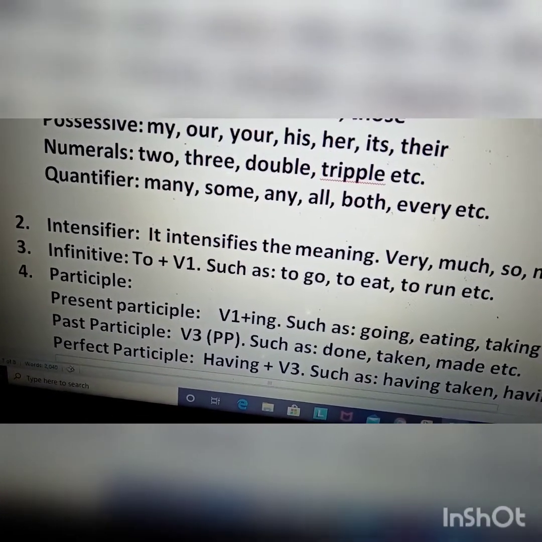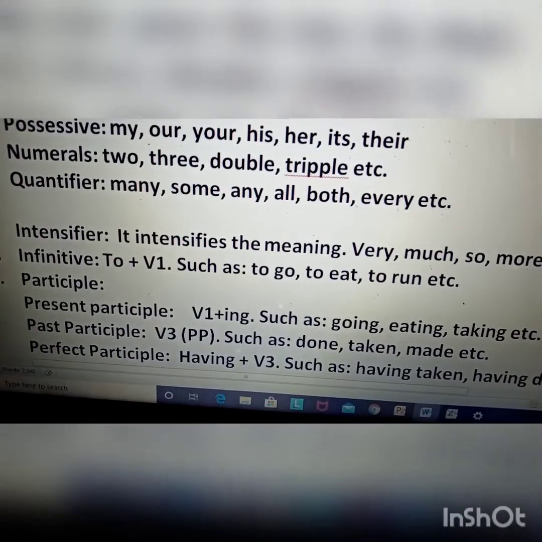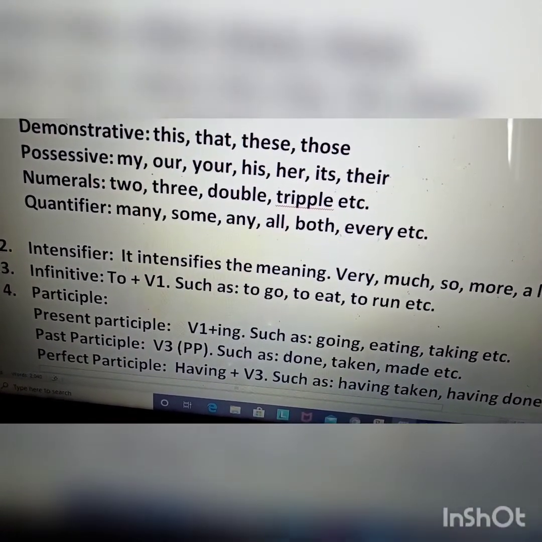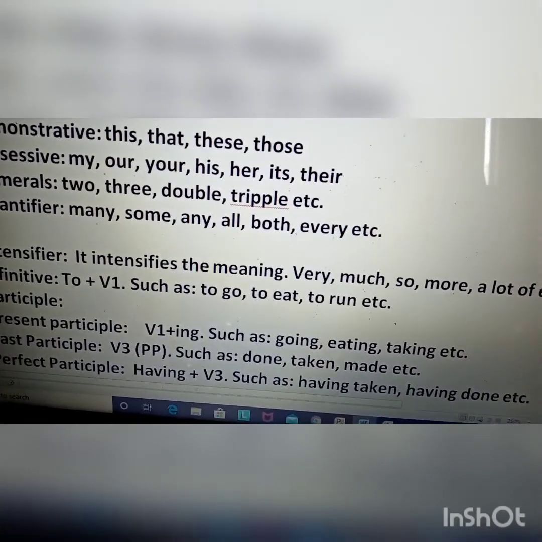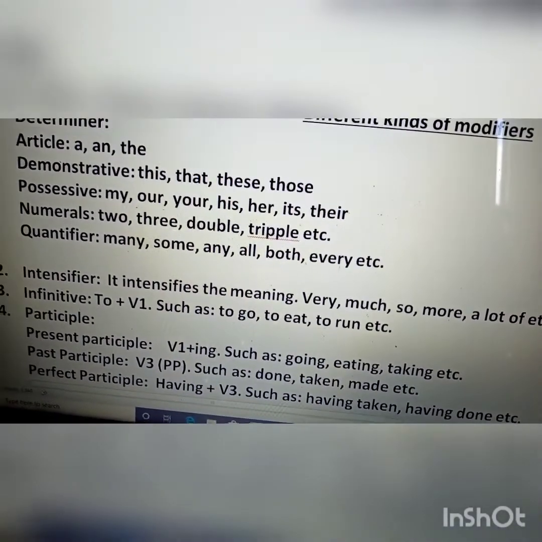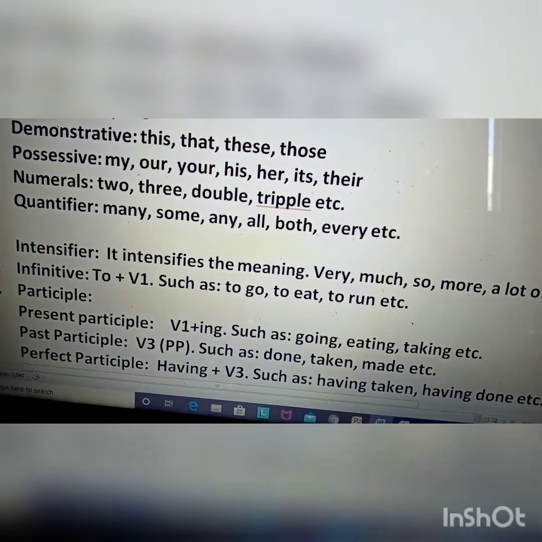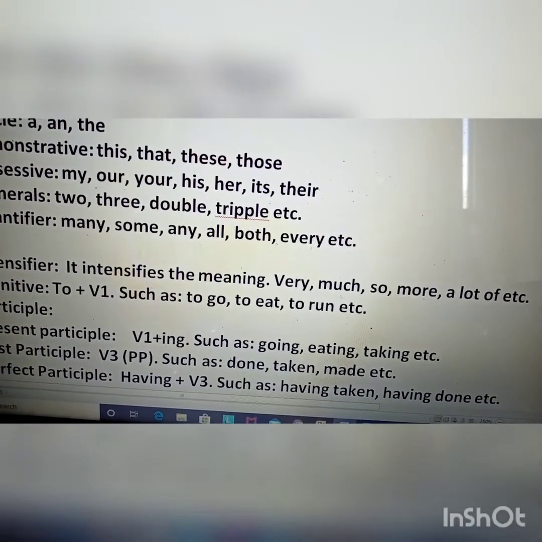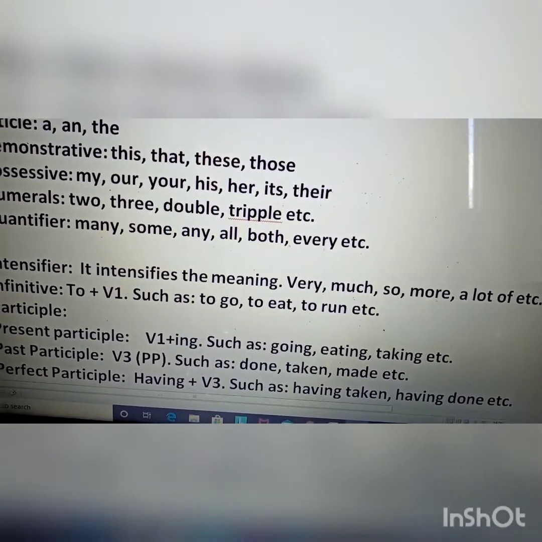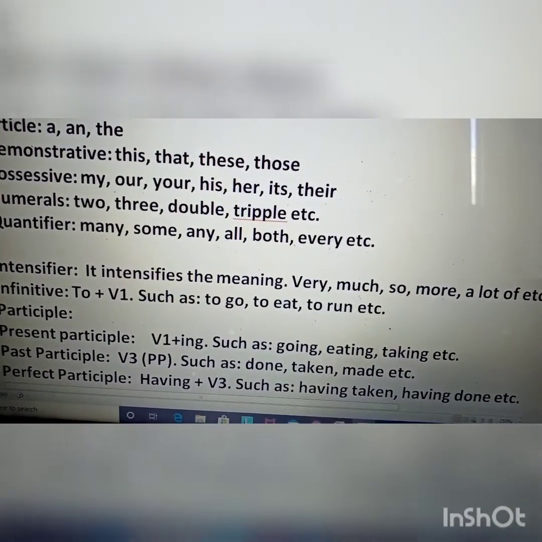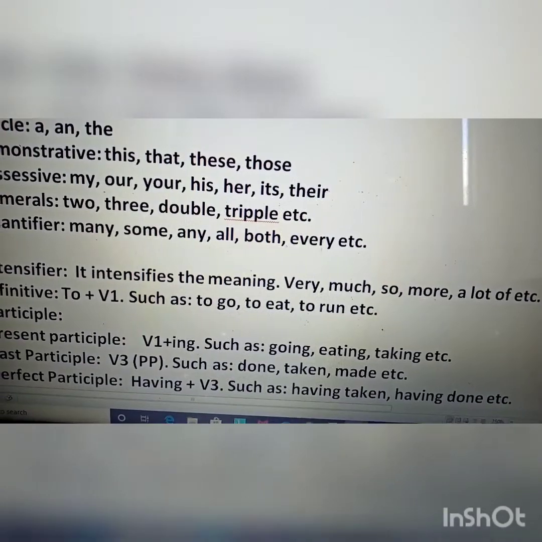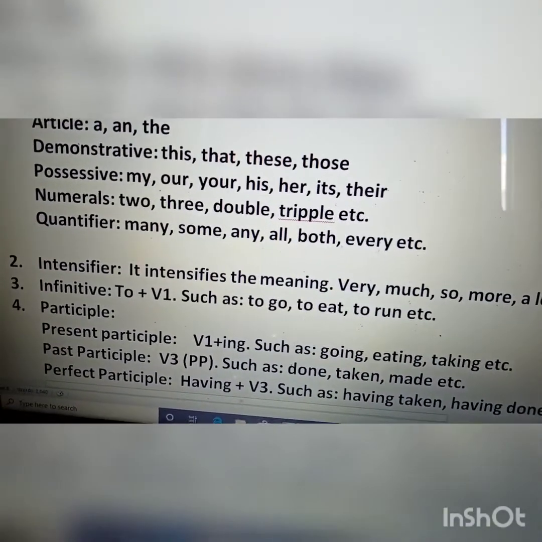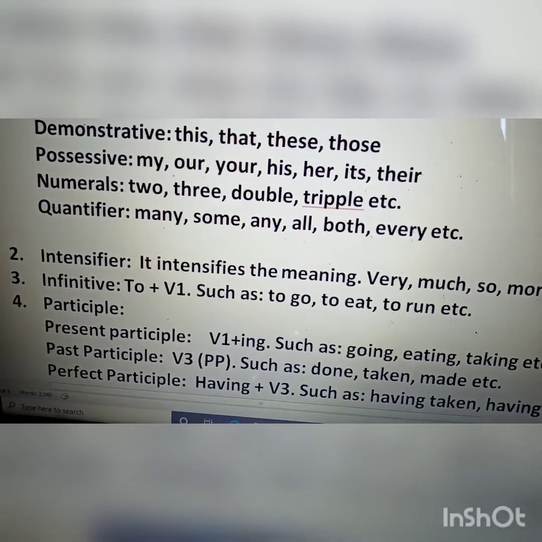In number 2, intensifiers. Actually, an intensifier intensifies the meaning. So the words that deepen the meaning of the sentence are called intensifiers. Here the examples we can see: very, much, so, more, a lot of, extremely, generally, etc.